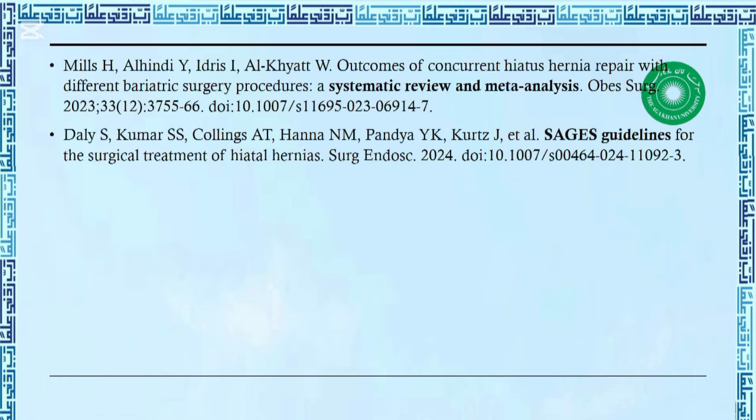I don't have anything to disclose. So in this presentation, I have tried my best to synthesize some recent evidence and some guidelines briefly into some suggestions or recommendations to follow in case a hiatus hernia is discovered in a bariatric patient. So let's start with the definition.